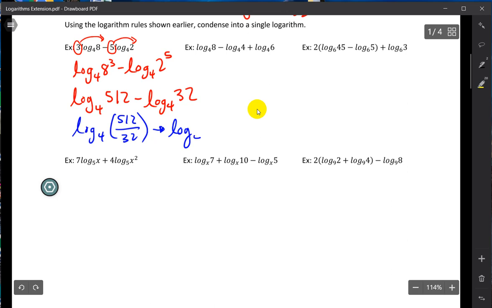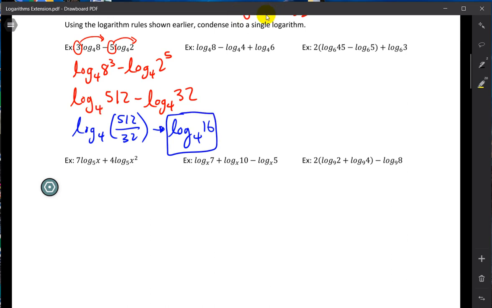If I use a calculator and do 512 divided by 32, we get 16. So this is log base 4 of 16. If you were to evaluate this, this happens to be 2. This answer is 2, but I'm just asking you to condense this into a single logarithm, and that's fine.